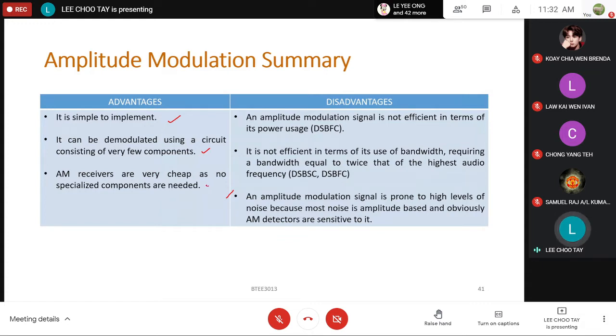So an AM receiver was very cheap to build, all right? You don't really need any specialized components. So a lot of hobbyists in the past built their own AM receiver.